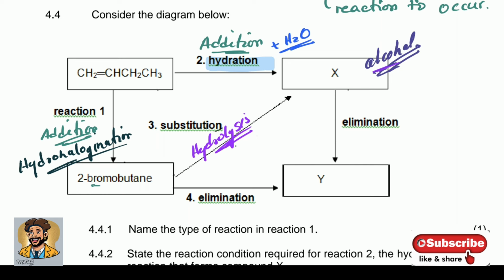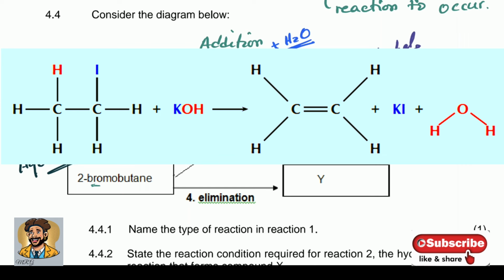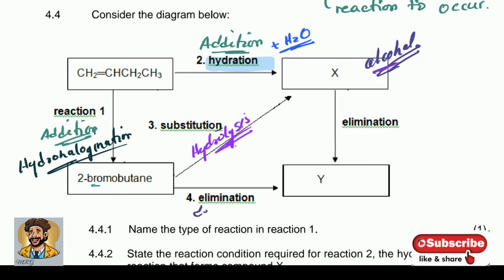And then to finish this small analysis, from 2-bromobutane we go to compound Y through elimination. What are they going to eliminate? You have a haloalkane, quite simple. They must eliminate hydrogen and halogen. So this is dehydrohalogenation. It's the opposite of reaction 1. So this is dehydrohalogenation, and then here is elimination.